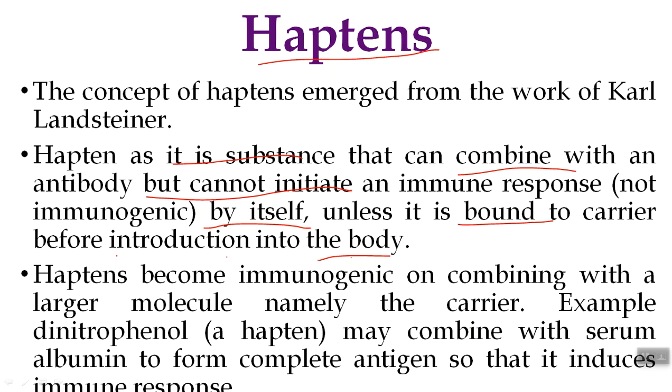Haptens become immunogenic on combining with larger carrier molecules. For example, dinitrophenol may combine with serum albumin to form the complete antigen, so that it induces an immune response. Similarly, some substances act as haptens in some animals, whereas they act as complete antigens in other organisms. So you cannot generally say this is the molecule which acts as antigen in all the species.